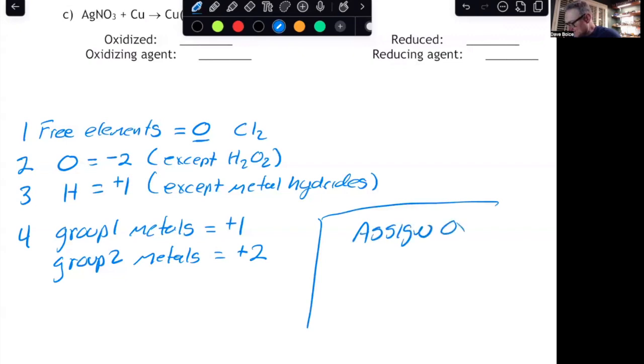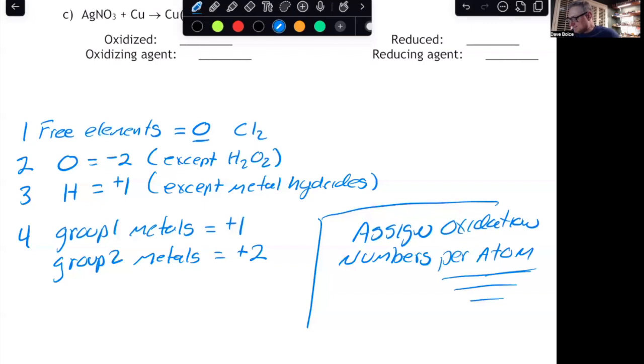assign oxidation numbers per atom. And let me show you what I mean by that.